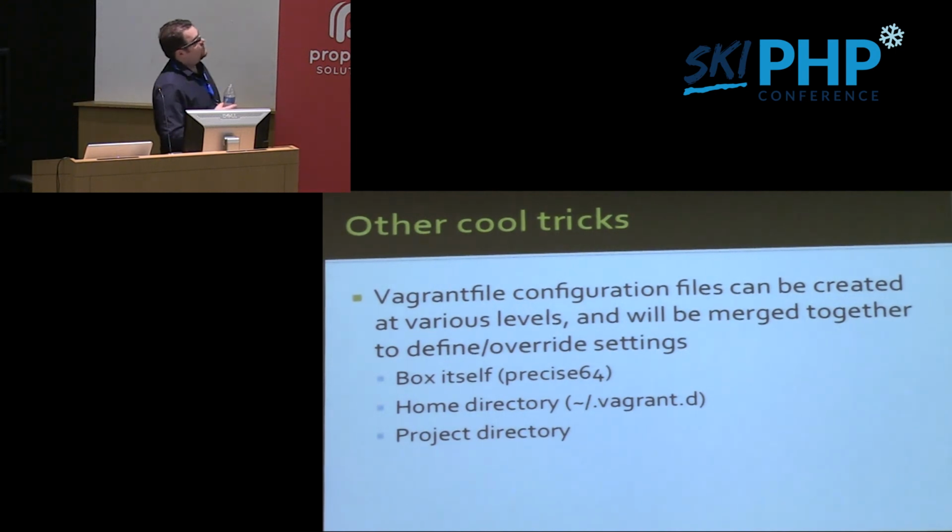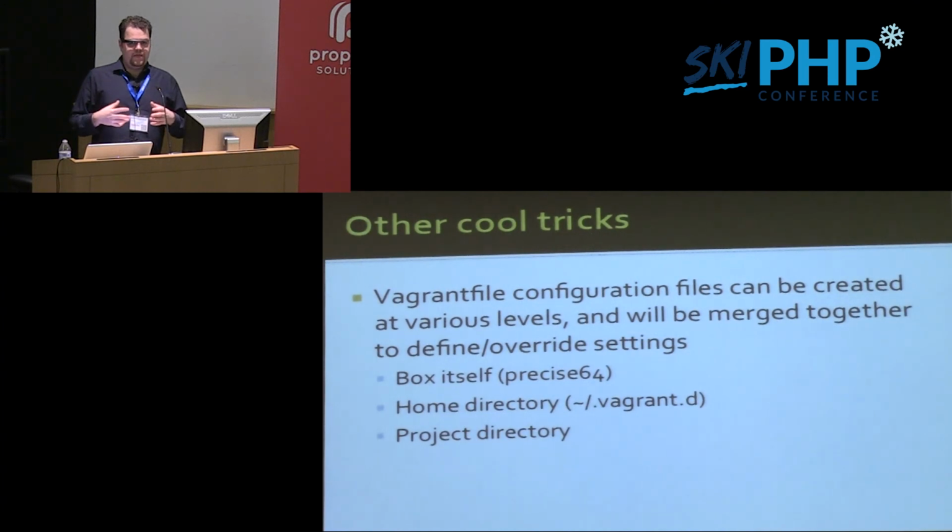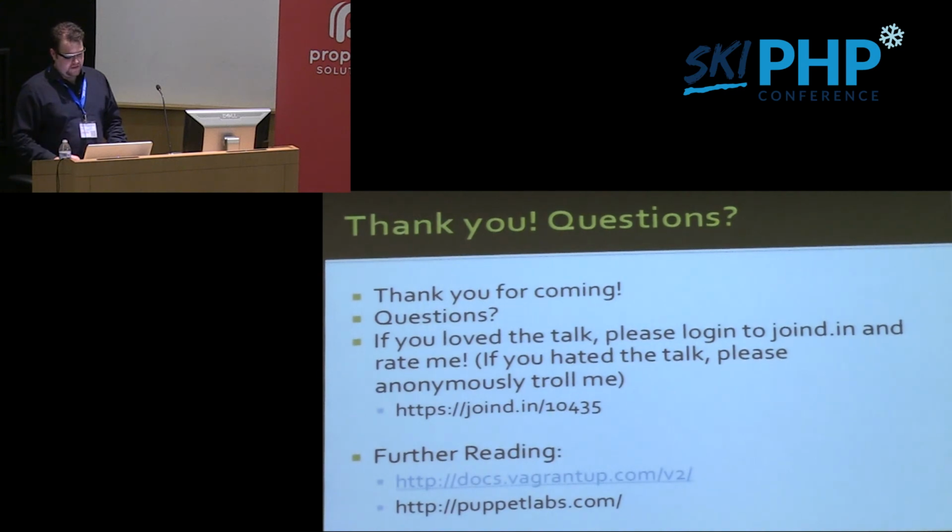If you want to deal with configuration, if you get to be kind of a hardcore Vagrant user, Vagrantfiles are created at various levels. And then they all get merged together based on a hierarchy to define what the ultimate settings are. So the box itself has a Vagrant configuration with it, and then the home directory for your user. If you want to have user-specific Vagrant stuff, you can do that. And then, of course, the project directory is the one that trumps them all. So that's it, I guess.